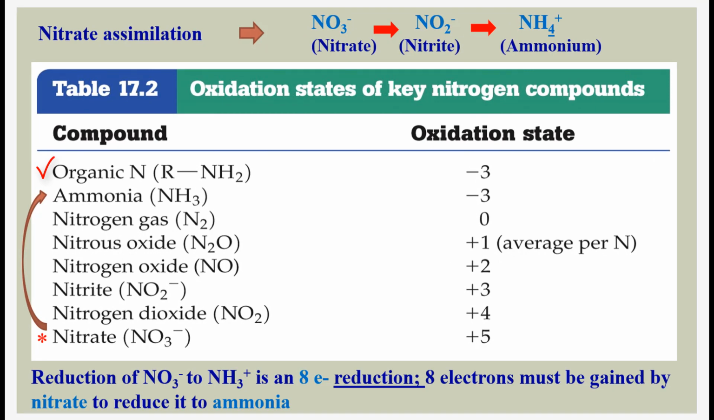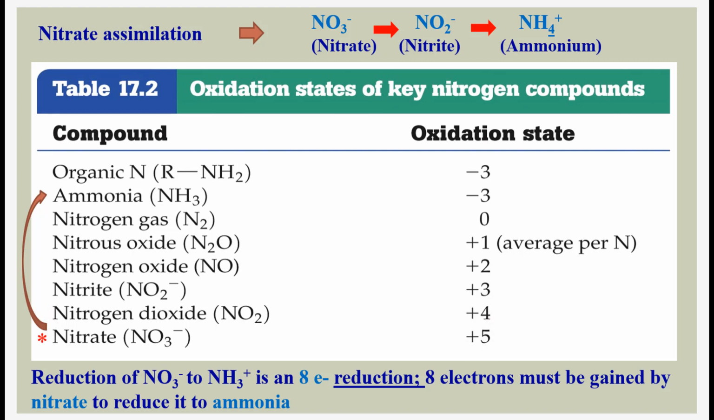Organic nitrogen has an oxidation state of -3. Ammonia also has an oxidation state of -3. Nitrogen gas has a 0 oxidation state. Nitrous oxide has an oxidation state of +1. Nitrogen oxide is +2. Nitrite is +3. Nitrogen dioxide is +4. And nitrate is +5.